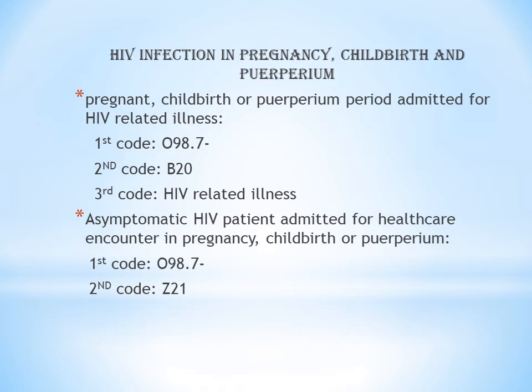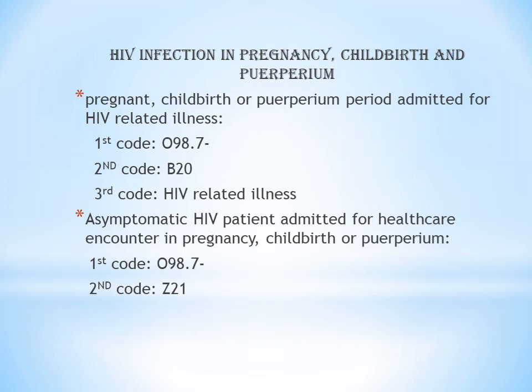Then the next guideline is asymptomatic HIV patient admitted for a healthcare encounter in pregnancy, childbirth or puerperium. That is, the patient is pregnant and has asymptomatic HIV status, that is, HIV with no symptoms. In that case, first we code the O code, O98.7, pregnancy complicated by HIV. That is how we have to search in the alphabetic index.